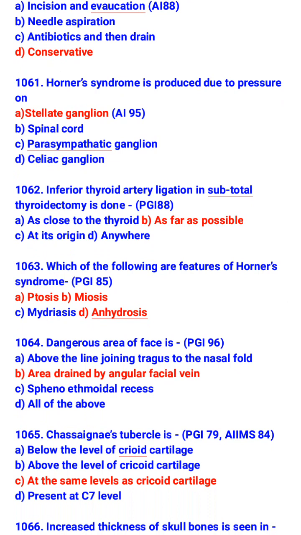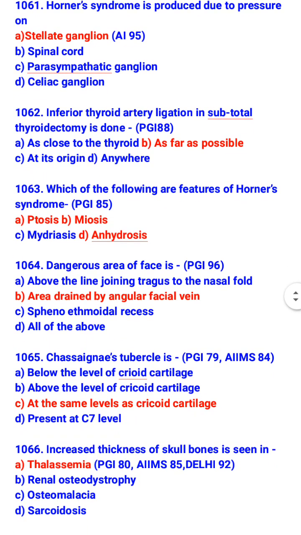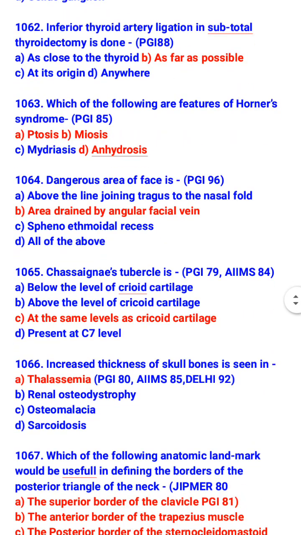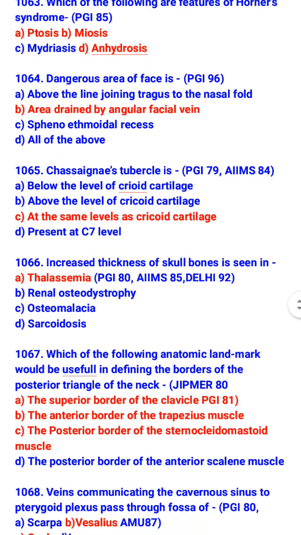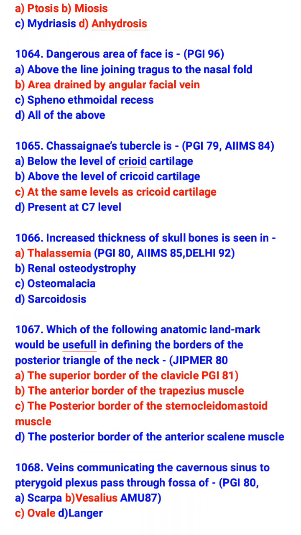Which of the following are features of Horner syndrome? Ptosis, miosis, and anhidrosis. Mydriasis is not a feature of Horner syndrome. Dangerous area of face is area drained by angular facial vein. Chassaignac tubercle is at the same level as cricoid cartilage. Increased thickness of skull bone is seen in thalassemia.